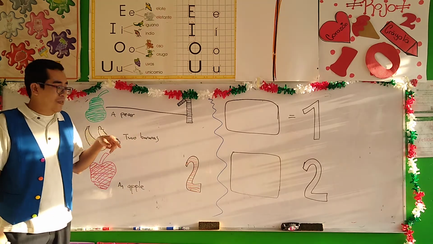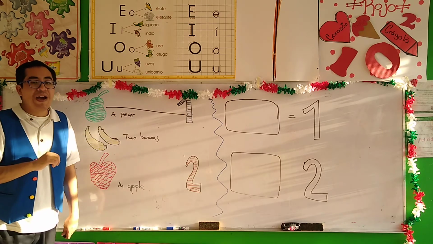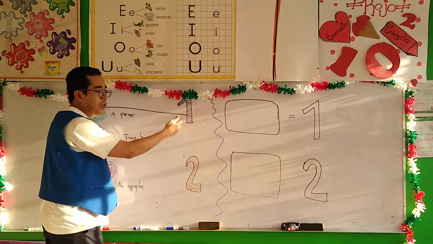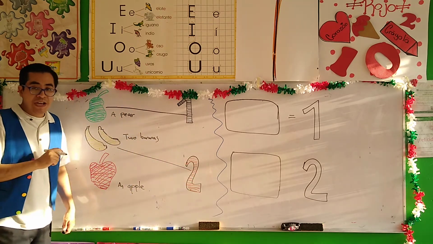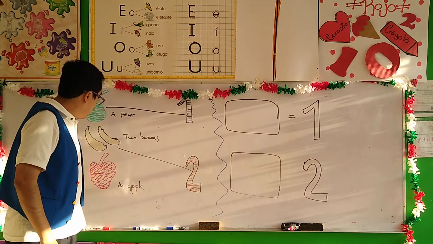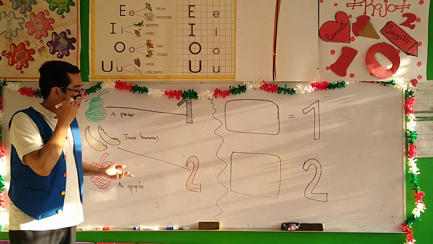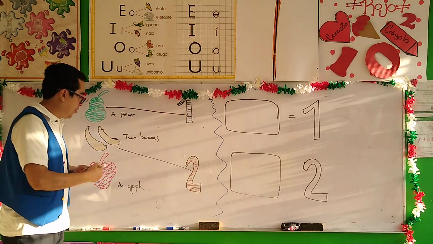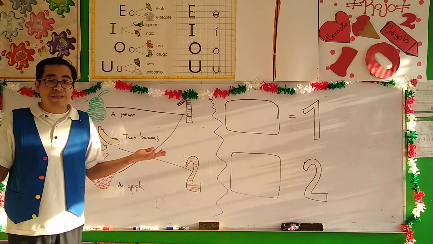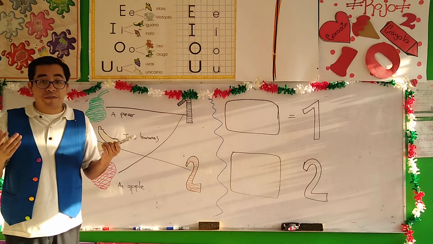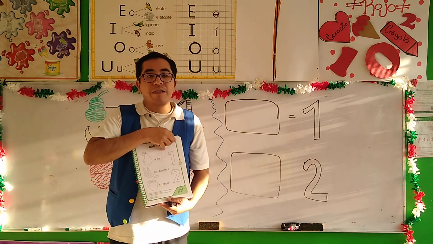What about bananas? Let's count. 1 and 2 bananas. And where is number 2? Under number 1. Okay, we join it. And the last one, we have only one apple. And where is number 1? Don't forget, right here. So we have to join it. And that's it. That's the first activity of this day, which is on this page, page 33.